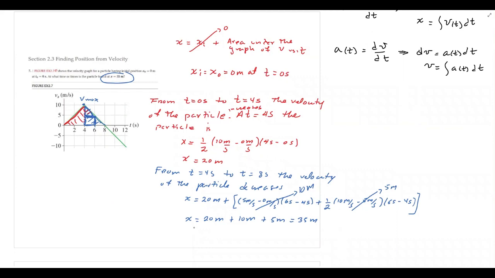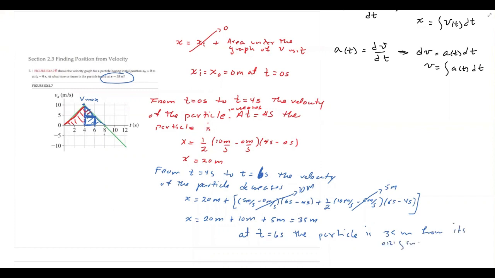So now I know, and let me just fix here because I only did this analysis from 4 to 6 seconds, that at t equals 6 seconds the particle is 35 meters from its origin.